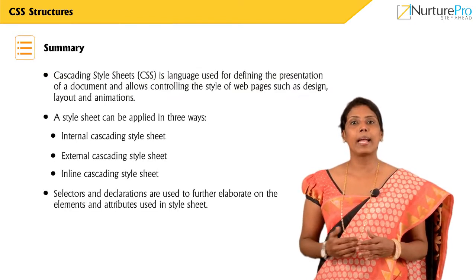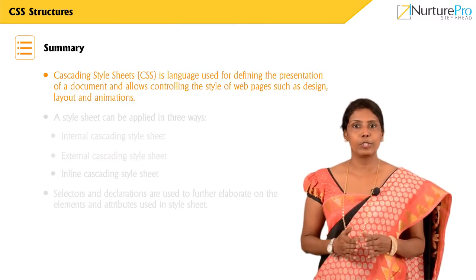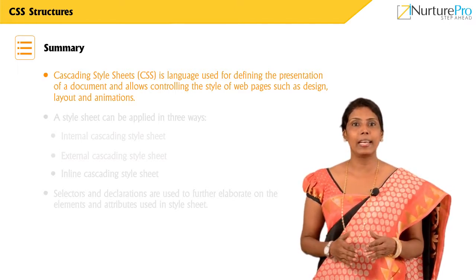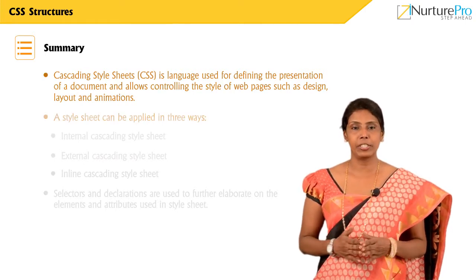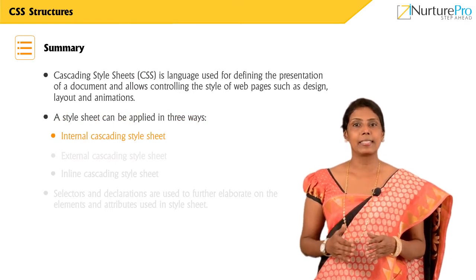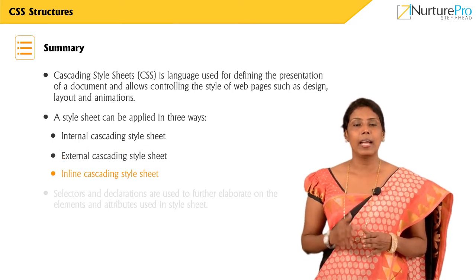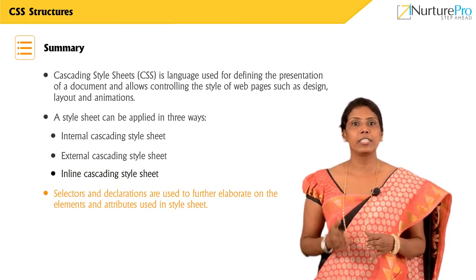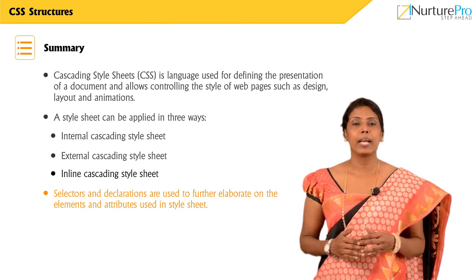Let us have a quick recap on what we discussed. Cascading style sheets is a language used for defining the presentation of a document and allows controlling the style of web pages such as design, layout and animations. A style sheet can be applied in three ways: internal cascading style sheet, external cascading style sheet, inline cascading style sheet. Selectors and declarations are used to further elaborate on the elements and attributes used in a style sheet.